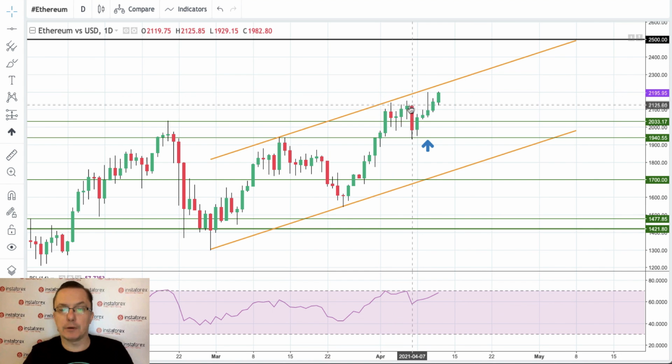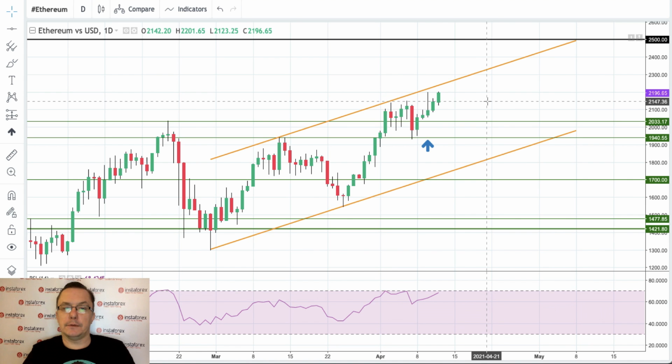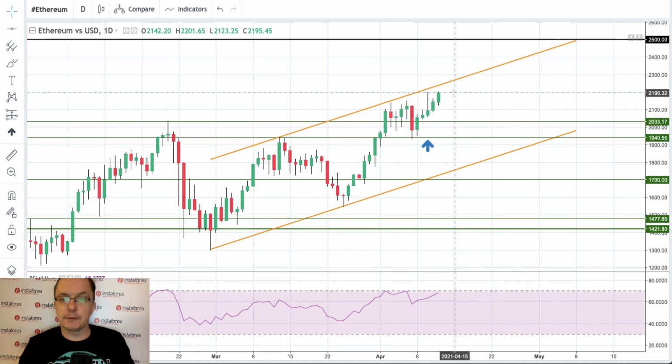The immediate support is, of course, somewhere around the level of 2,150. This is the daily time frame. Immediate support for the day traders, of course, as well. They might use it, but the key technical support is still located at 1,940. So please keep an eye on Ethereum. It looks like it wants to go higher.